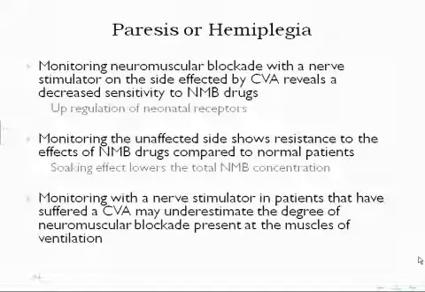So it appears to have decreased sensitivity to the neuromuscular blockers. On the other hand, the unaffected side, the other side that is not damaged, is soaking up the neuromuscular blockers, so you're not getting the effect that you want on the side that is normal. So that person appears to be unaffected, and shows resistance to the effects of neuromuscular blockers. Monitoring these people can actually become a real problem. You don't really know where you're at. And that's one of the issues that you may have with these individuals.